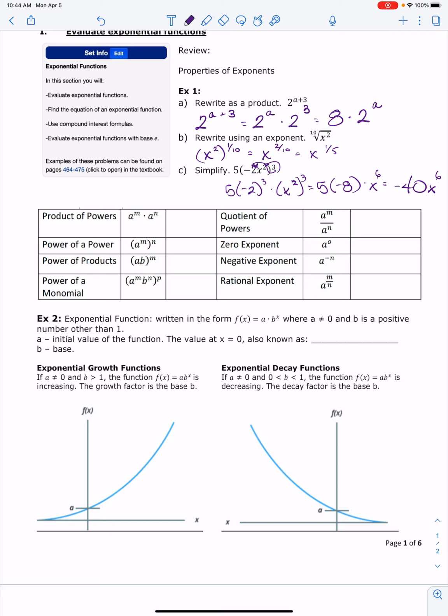So just to write these out, if I am multiplying two numbers that have the same base, we add the exponents. When raising a power to a power, we multiply those exponents. If we are taking the power of a product, that exponent has to apply to both parts of the product. And we can combine the two above.